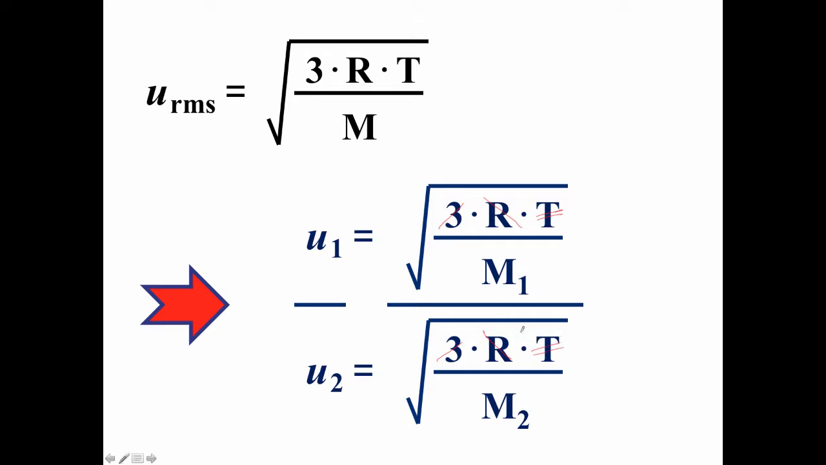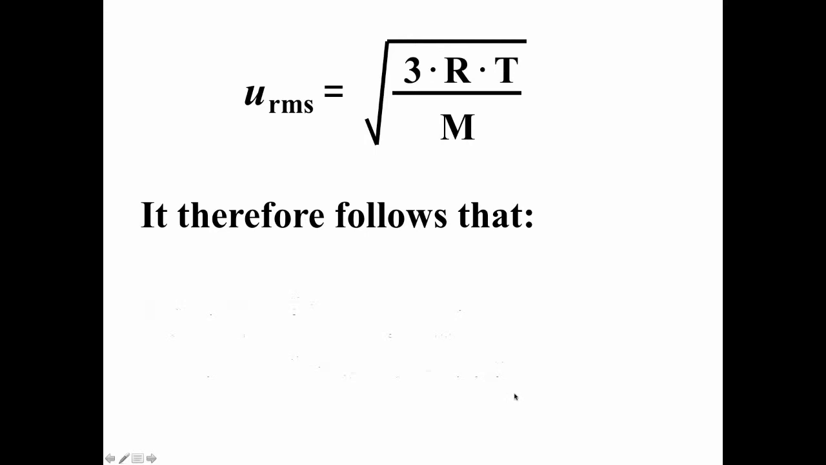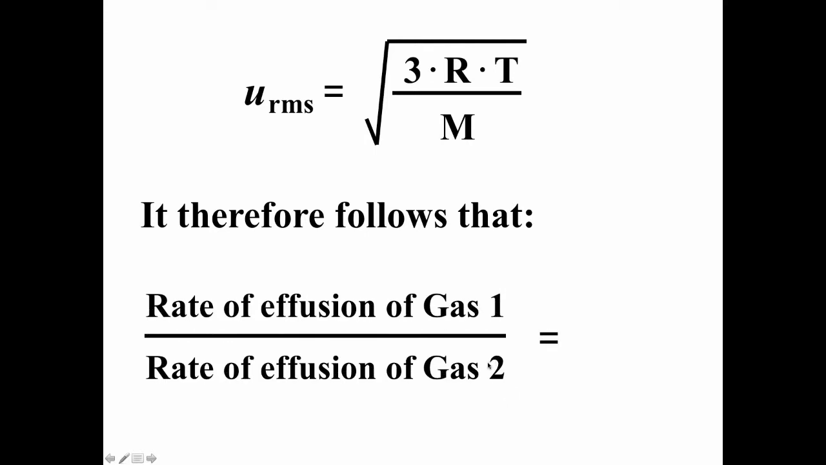And if we do this at the same temperature for both gases, which we often do, then temperature cancels out. And so what we have is a ratio of the speed of gas 1 to the speed of gas 2 is equal to the square root of 1 over m1 over 1 over m2. Everything else cancels out. And if we now simplify this a little bit, we get that the rate of effusion of gas 1 compared to the rate of effusion of gas 2 equals the square root of the mass of gas 2 over the mass of gas 1.